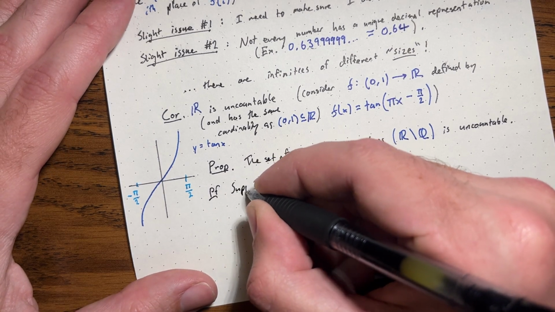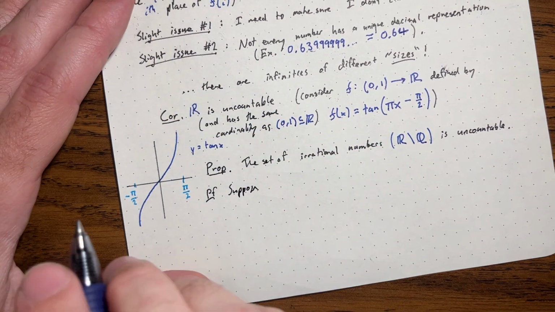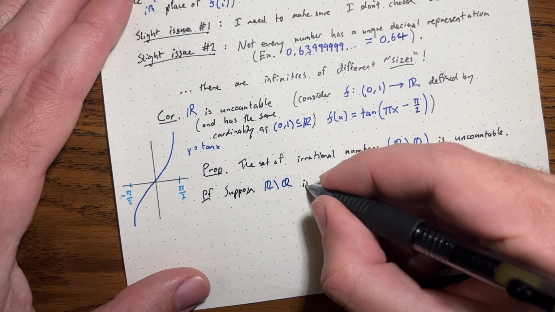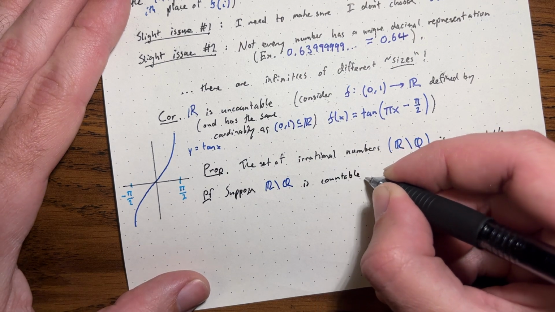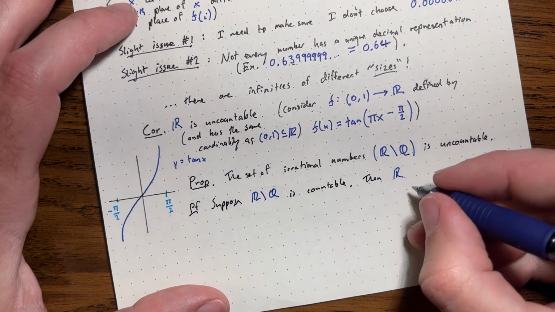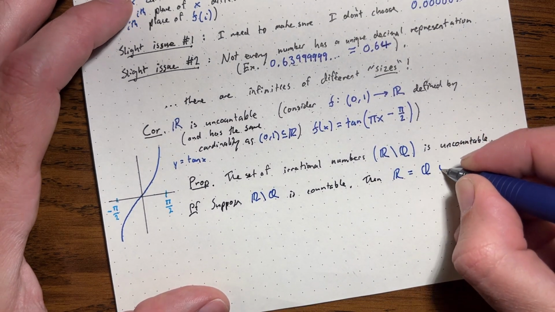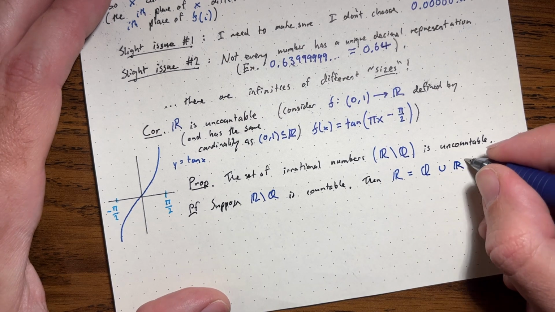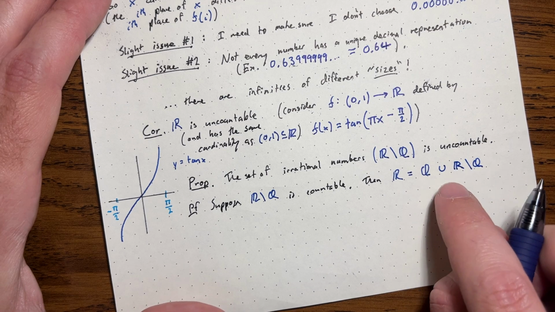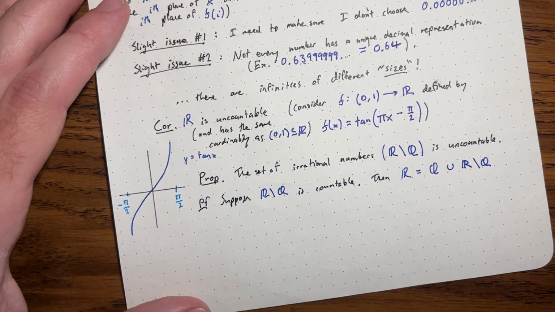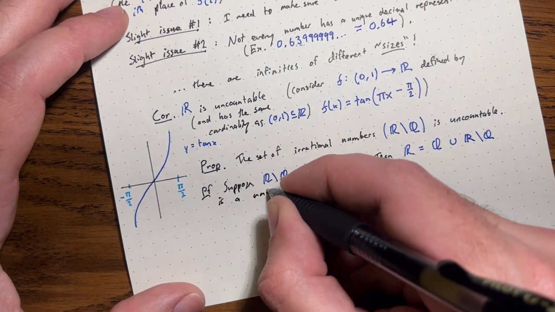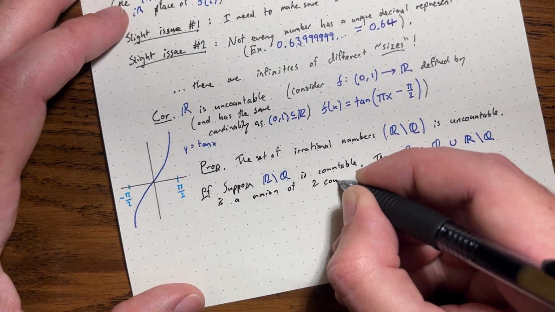So let's suppose, and let's just give it a name, we can call it R minus Q, so let's suppose the set of irrational numbers is countable. Then the real numbers I can express as a union of two countable sets: Q union the things in R minus Q. And in fact, this is a disjoint union. These two don't have anything in common.